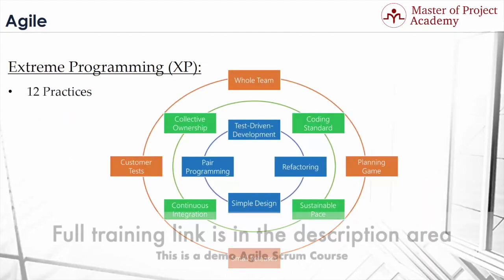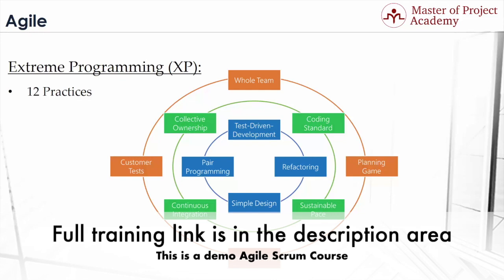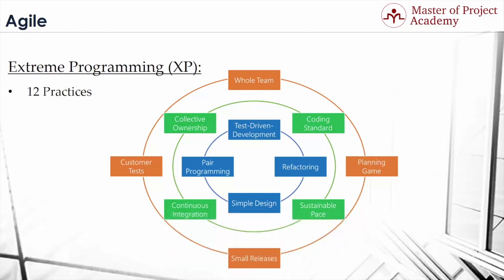There are 12 core practices of extreme programming grouped into 4 categories. Fine-scale feedback category has 4 practices. These are test-driven development, planning game, whole team, and pair programming. Continuous process rather than batch category has 3 practices. These are continuous integration, design improvement, and small releases.